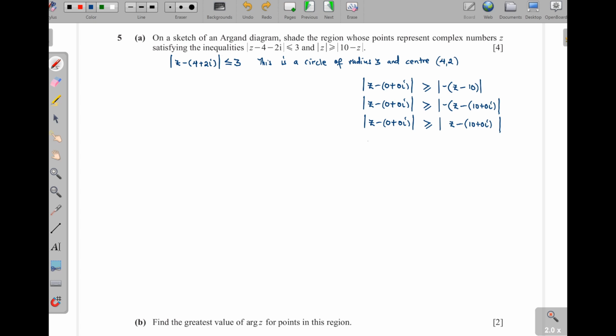So I can say this is a perpendicular bisector of the line joining points 0, 0 and then 10, 0. Okay? So let me write that. And you should know that a perpendicular bisector passes through the midpoint of a line segment. Okay? So what will be the midpoint of this one? We shall have 0 plus the 10 over 2. That will be 5. So it will be 5, 0. So it passes through the midpoint.